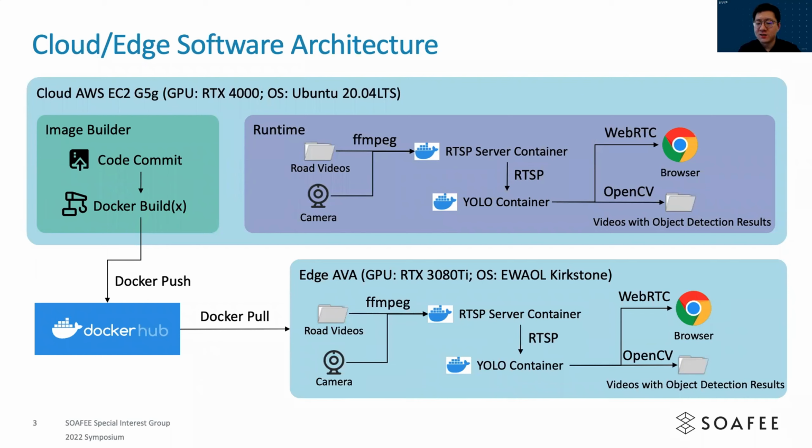Here are mainly two containers, RTSP server and the YOLO object detector. RTSP server receives live streams from video files or camera inputs and provides APIs for publishing live streams. The other container, YOLO object detector, receives live streams from RTSP server and performs object detection on each frame, then saves the object detection results to files or sends the results through WebRTC.